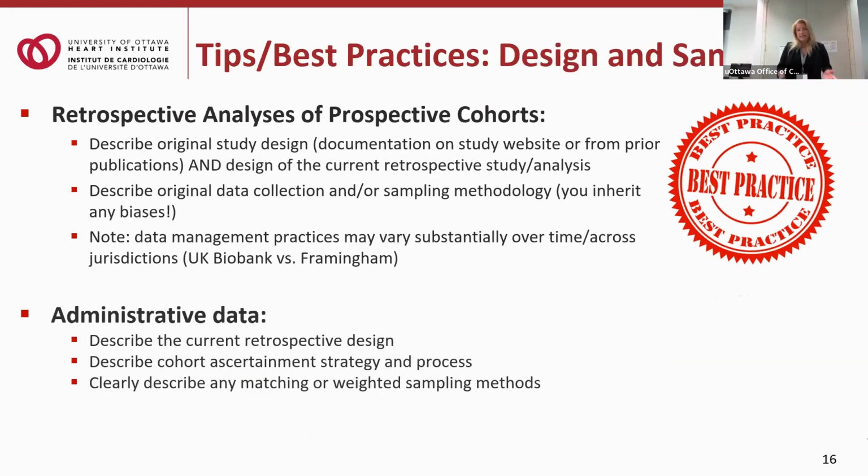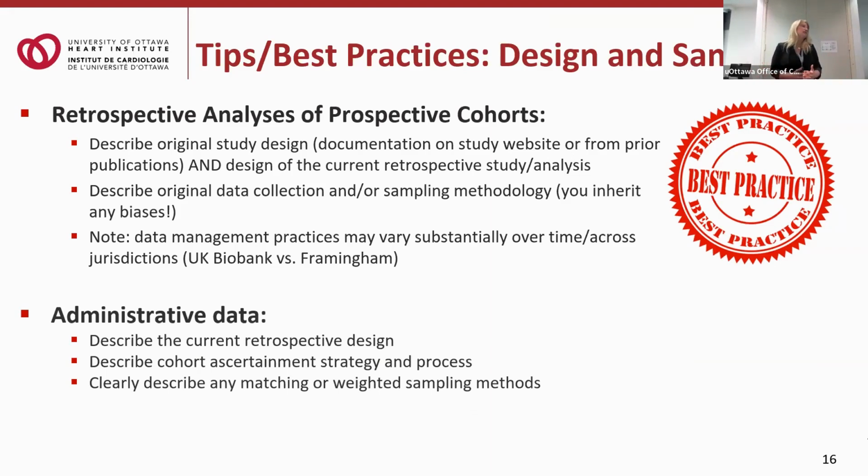With respect to design and sampling, if you're undertaking a retrospective analysis of a prospective cohort, as mentioned, I really think it's important to outline the original design, because you actually inherit any biases that were embedded in the original cohort study. If you're doing a retrospective analysis, you get those biases as well. So you want to be very clear about how their sampling, what the original design was, how they were collecting, what measures were used, what their sampling methodology was.